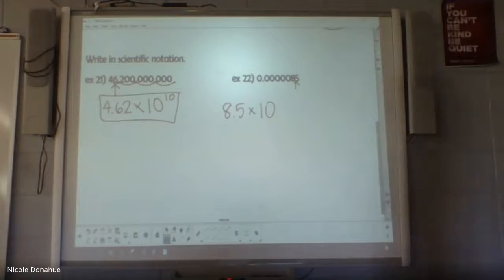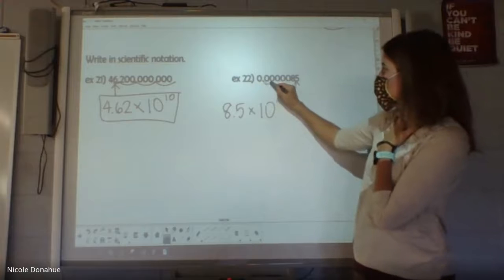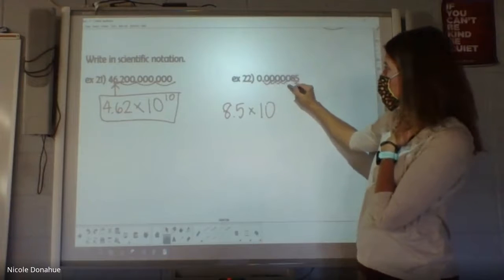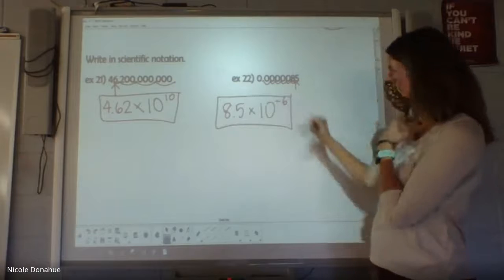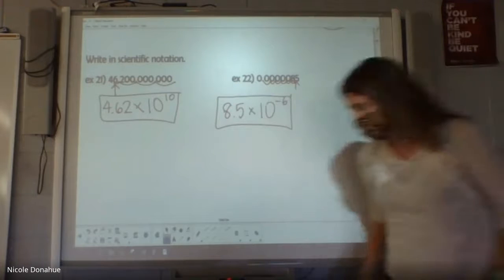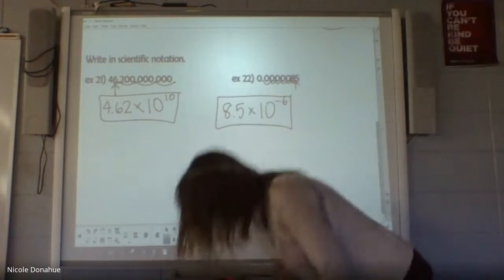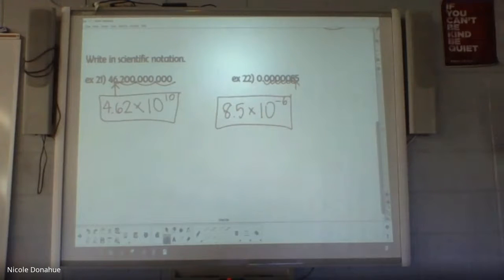And how do I show that with an exponent? I make it a negative. I'm going to move this over 1, 2, 3, 4, 5, 6, is it? So a negative 6. So for really small numbers, we use the negative exponent because it's really like we're dividing by 10, 6 times. So if I take 8.5 and divide by 10 6 times, that's the number we're going to get.